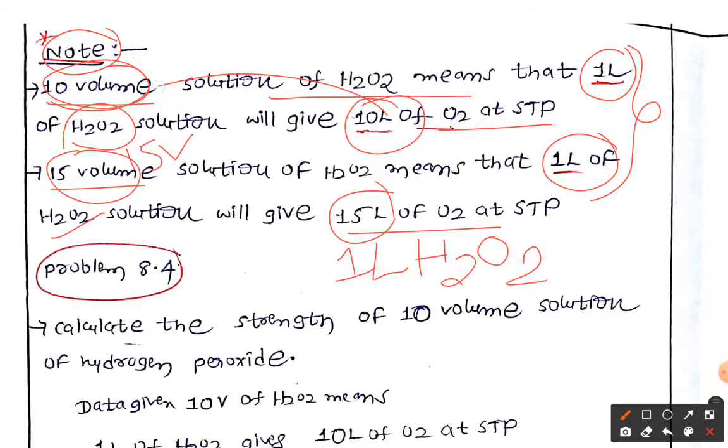Whatever number we have here, that much volume of oxygen is going to be liberated. Here 10 volume means 10 liters. Here 15 volume means 15 liters. So if you take the hydrogen peroxide in liters, the liberated oxygen will be in liters. If it is taken in milliliters, the liberated oxygen will be in milliliters. Here we took 1 liter, so 15 liters of oxygen is going to be liberated.